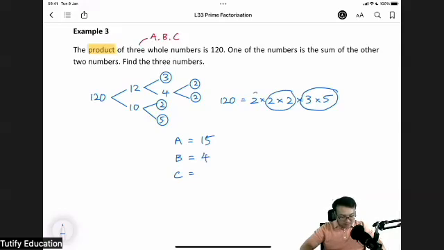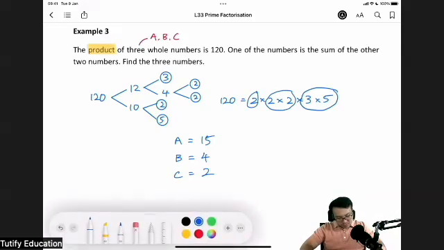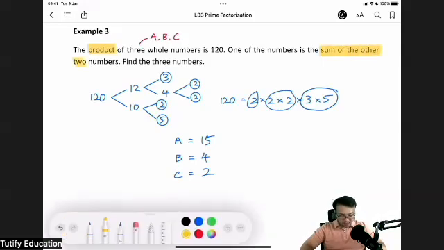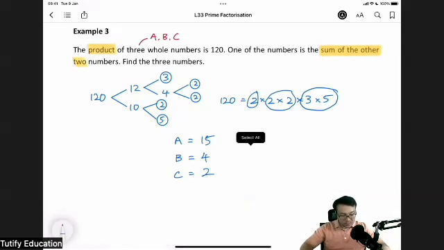And then there's one more remaining number here. I just say C equals 2. Okay, so is this correct? Now you have to check. The question says that one of the numbers is the sum of the other 2 numbers. Do you see any number that is the sum of the other 2 numbers? I don't think so. So obviously the way that I've combined the numbers is wrong.